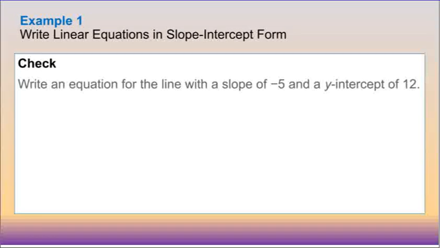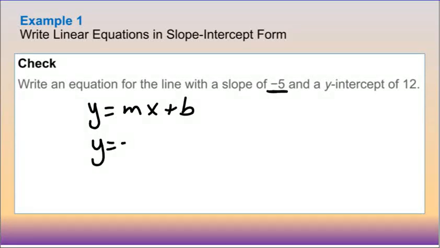Next, write an equation for the line with a slope of -5 and a y-intercept of 12. Again, we want to put it into y equals mx plus b. Our slope is -5, so wherever I see an m, I'm going to put a -5. We have our x variable, and then we have a y-intercept of 12, so that's plus 12 for our b.